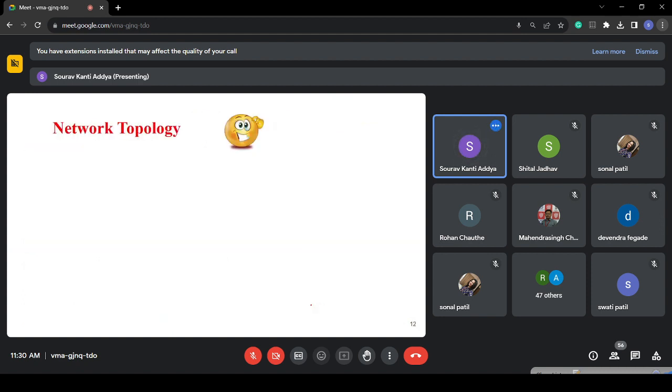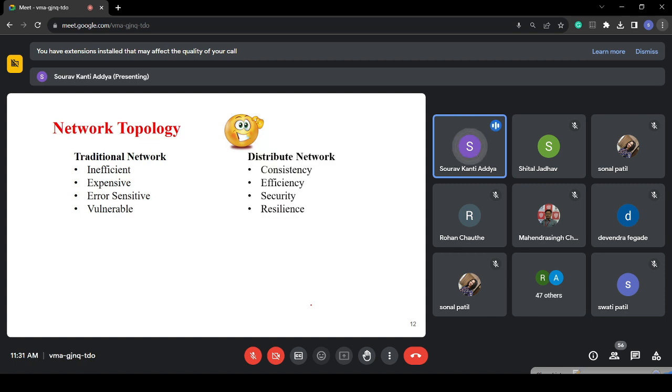So it's a network topology. We have some traditional network. In our traditional network, it is inefficient, expensive, error sensitive, and different vulnerable kinds of things happen. On the other hand, we have a distributed network kind of topology where consistency, efficiency, security, and resilience are generally ensured.